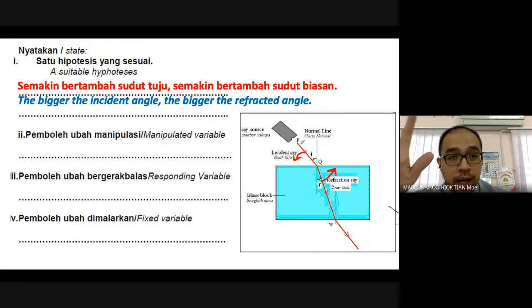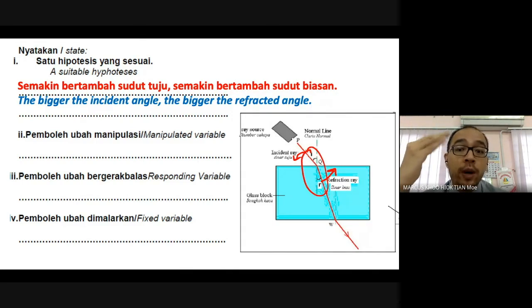I probably think that why Vion said the bigger the incident angle, the smaller the refracted angle, is because you're just comparing these two. But actually, we're not. We're comparing one incident angle to the next incident angle to the next incident angle. Okay, which is okay, no problem.